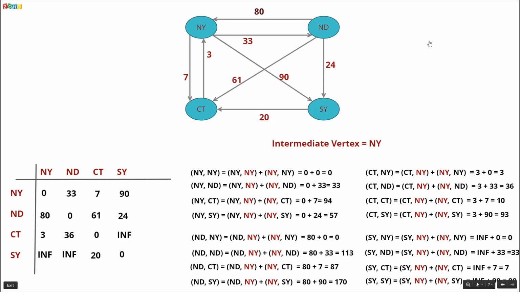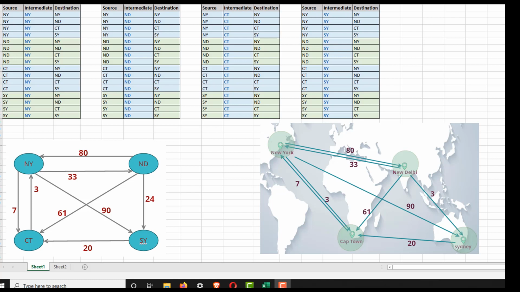Similarly, our program will also find the shortest path between each and every pair of source and destination vertex by introducing ND as intermediate vertex, and followed by that CT will be introduced as intermediate vertex, and followed by that SY will be introduced as intermediate vertex. So these are the combinations. These are the combinations of source and destination vertex with different intermediate vertices that our program will be using to find the shortest path for each and every pair of source and destination vertex.